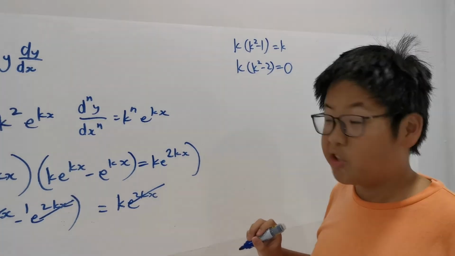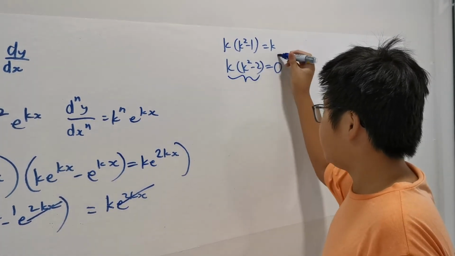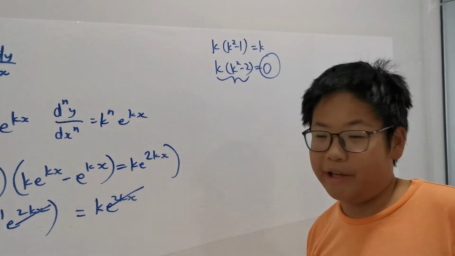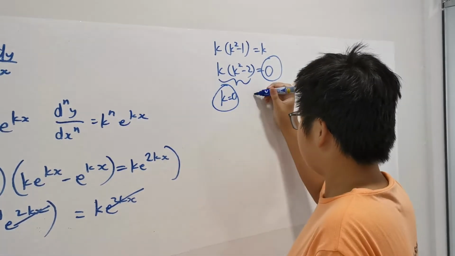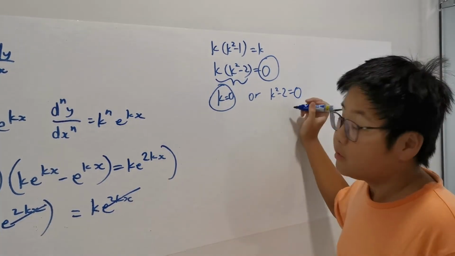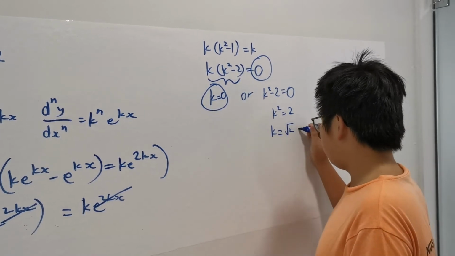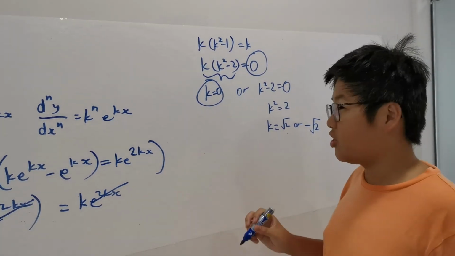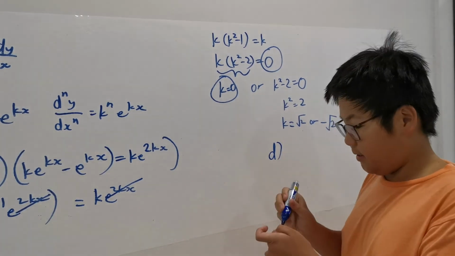What do we do? This is a cubic equation, so let's factorize it. Now in order for this to be 0, one of the brackets has to equal 0, and then bingo. k equals 0, which is one solution, or k squared minus 2 equals 0. k squared equals 2, and k equals root 2, or minus the square root of 2. So there are 3 solutions, which is option D.